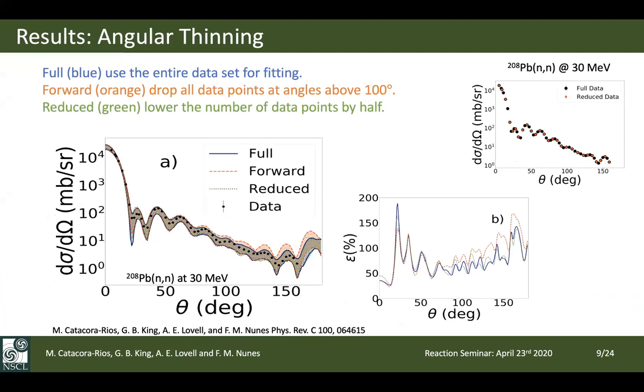And so this allows us to propagate the uncertainties coming from our Bayesian fitting to the single nucleon transfer. So now we get to the results of the 4 tests or methods that I mentioned. First, we will look at the angular thinning.